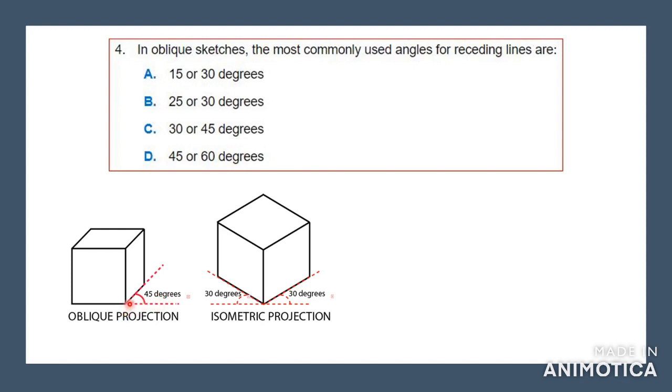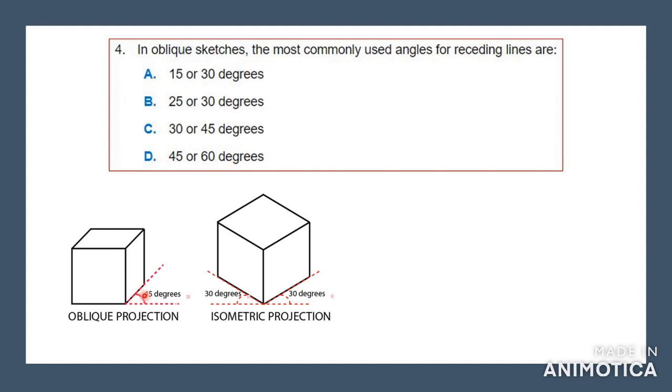And as you can see here, this is the receding line. This line is going away from you. This line is your baseline. So the receding line is the one that is going away from you, and the angle for the receding line is 45 degrees.